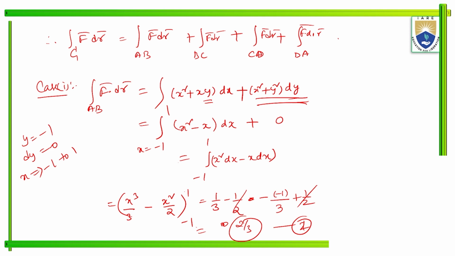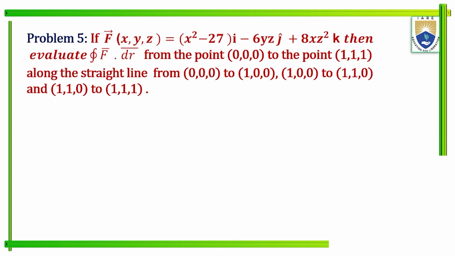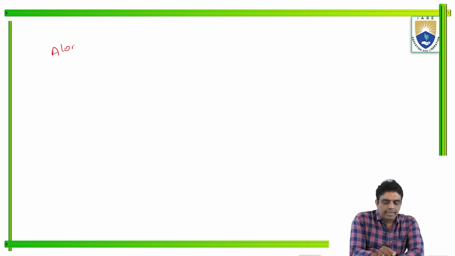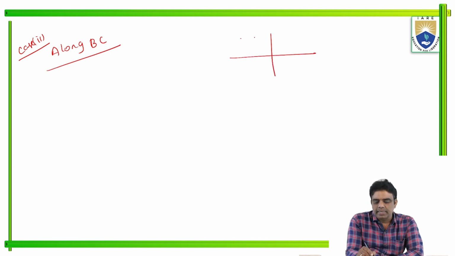So similarly, you calculate along BC, along CD, along DA. Then the total integral value is equal to the required line integral along the closed curve C. Now I want to calculate along BC. So, case 2, along BC. Here I will draw the square.